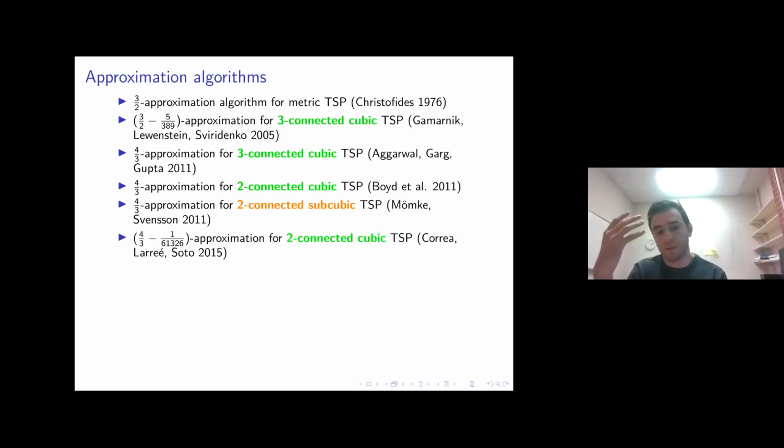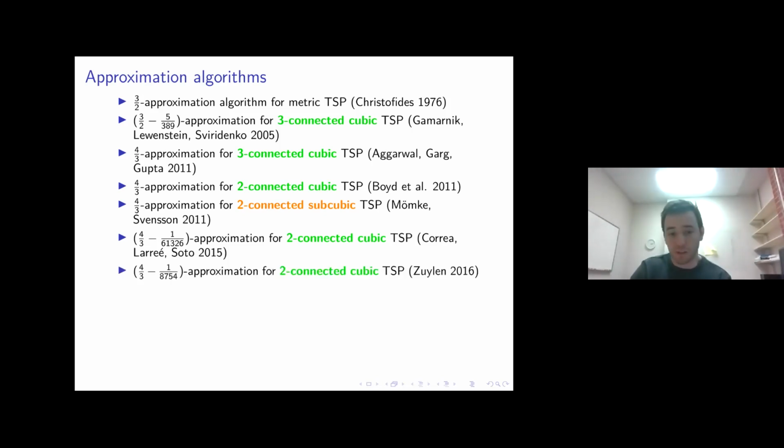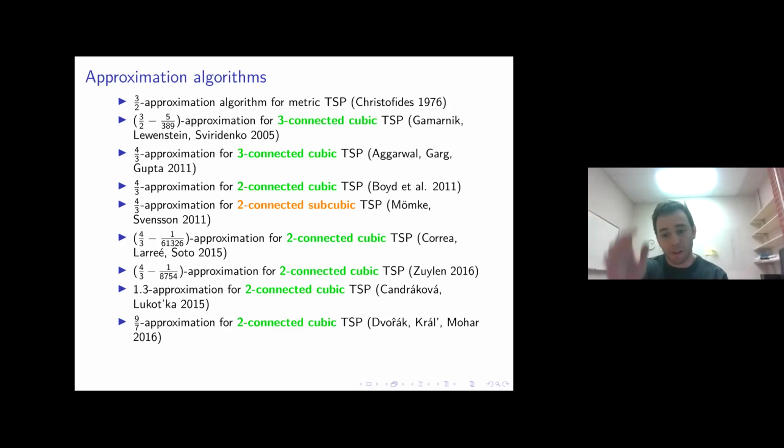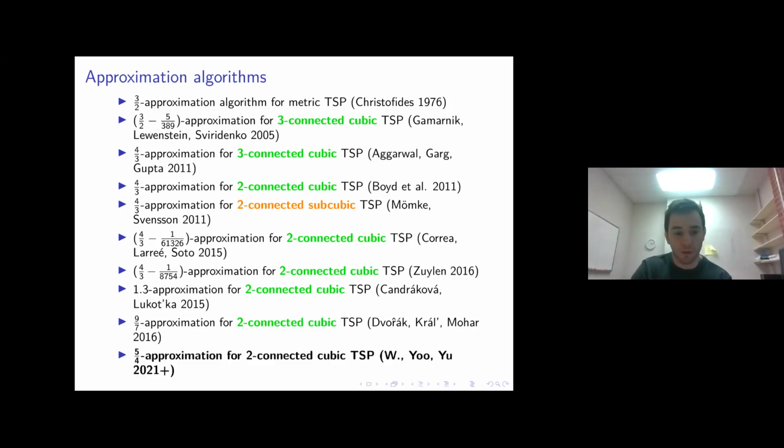Then later on, they were able to break through the 4/3 boundary by a small constant, 4/3 minus 1 over roughly 60,000. A year later, they were able to improve it by a bit more. Later on, they got to 1.3 approximation. Dvořák, Král', and Vrána in 2016 were able to get the 9/7 approximation for 2 connected cubic graphs. And finally, this is where our result lives, where we got a 5/4 approximation for 2 connected cubic TSP. So it's been a long road to get here.